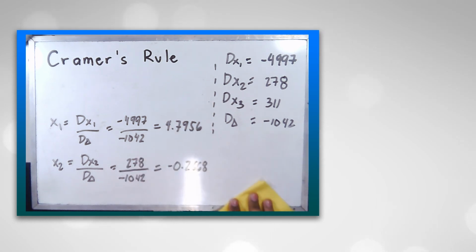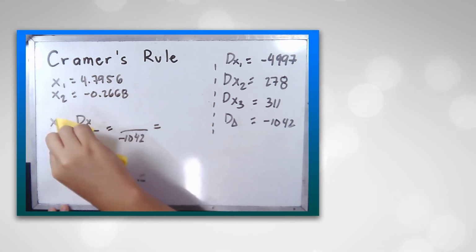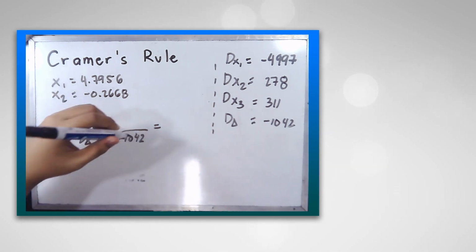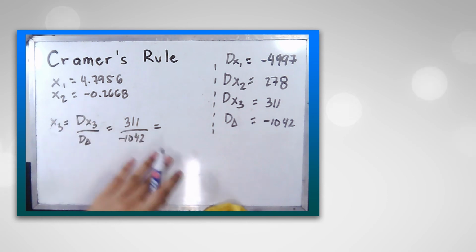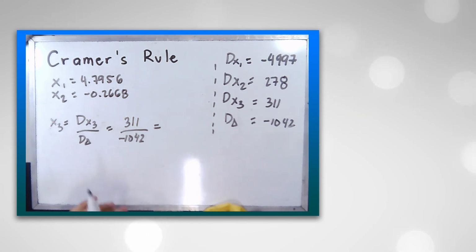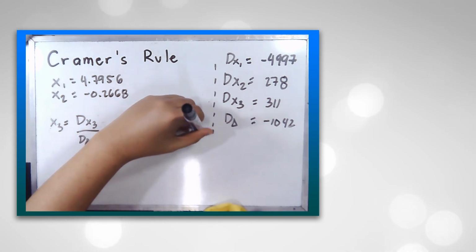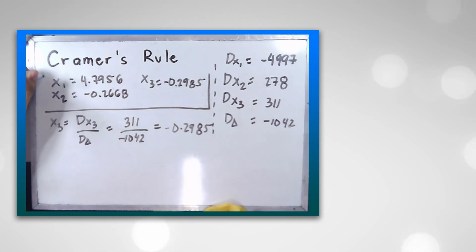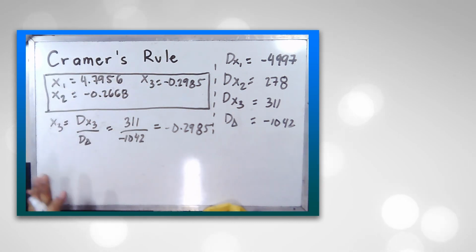And then, let me just copy here the values. And then x sub 3, we'll be having 311. If we solve for this fraction, simplify the operation, we will be having negative 0.2985. And these three are our solutions for the linear systems of equations using Cramer's rule. And at this point, we have just solved it.